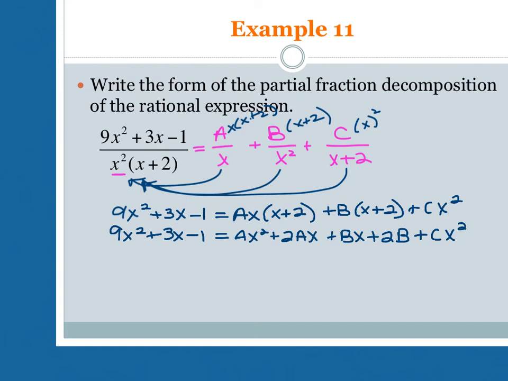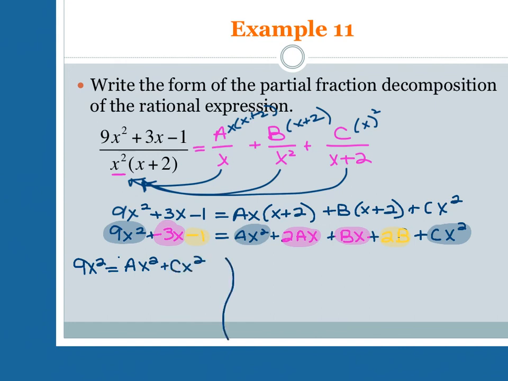And then you want to group together the squareds. So the 9x squared would be grouped with ax squared and cx squared. The x to the first would get grouped together, and then the constant would get grouped together. So if I did just the x squareds, I'd get 9x squared equals ax squared plus cx squared. And then 3x would equal positive 2ax plus bx. And then the last one, negative 1, would equal 2b.